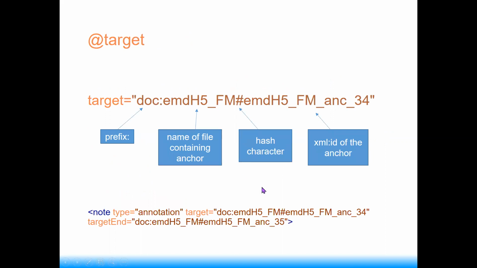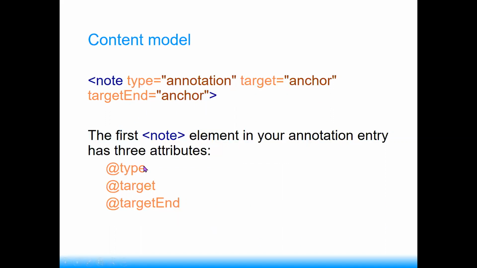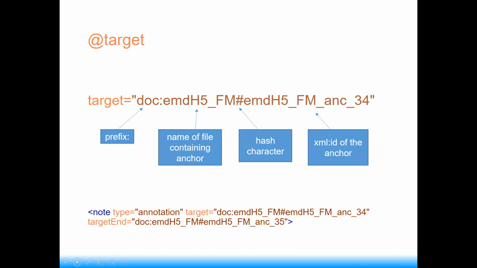Okay, so now we need to add the value to the target attribute. And there's a reason why I just gave you this simple content model first before we cluttered it up with the actual values. So here at the bottom of the slide is a picture of what the actual note looks like with the 3 attributes in place and the values of the target and target end attributes. Let's break down the target attribute.